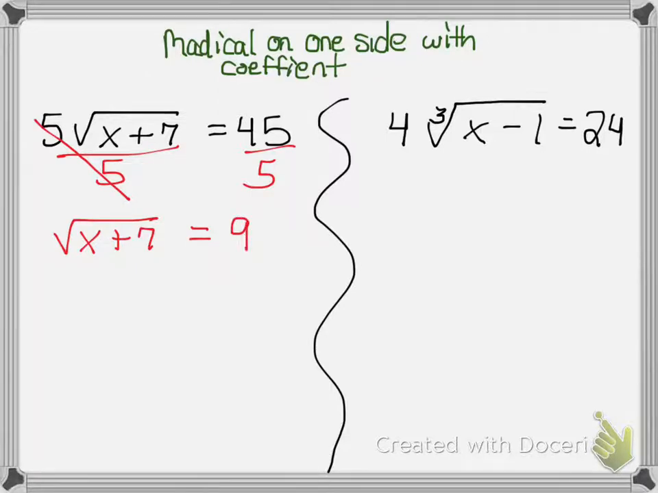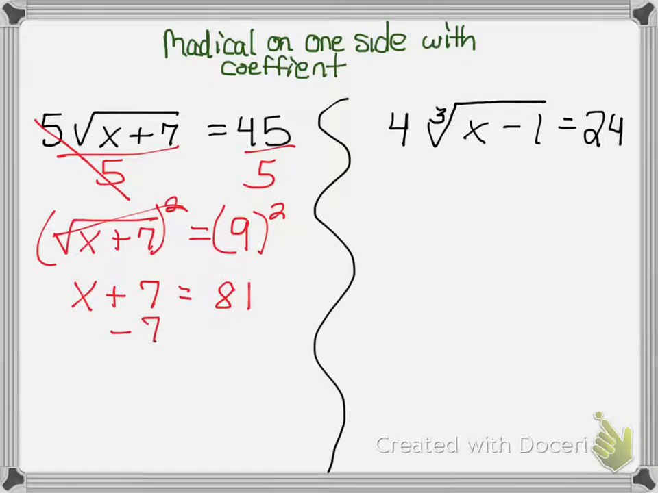Now, to get rid of the square root, I can square both sides. And that will get rid of my square root. I'll bring down my x plus 7. We know 9 squared is 81. And then to solve for x, I'm going to subtract 7 on both sides. And 81 minus 7 gives me 74.